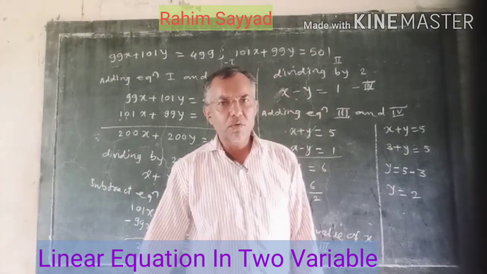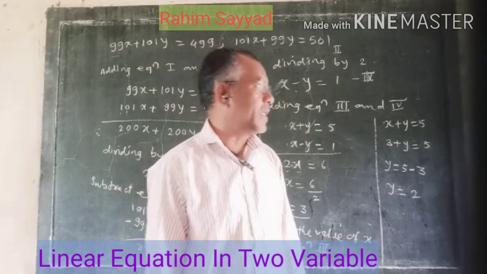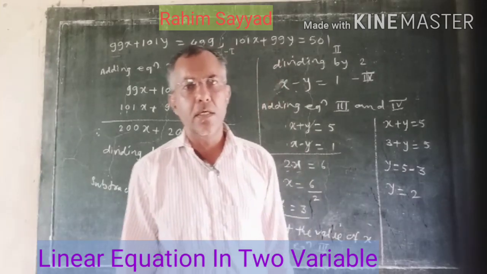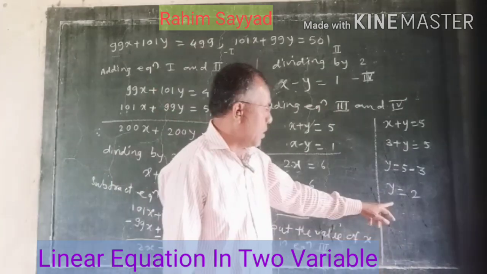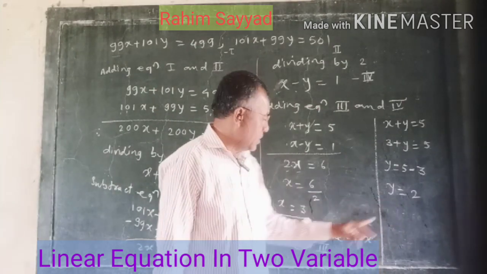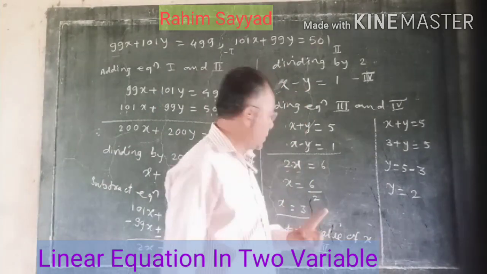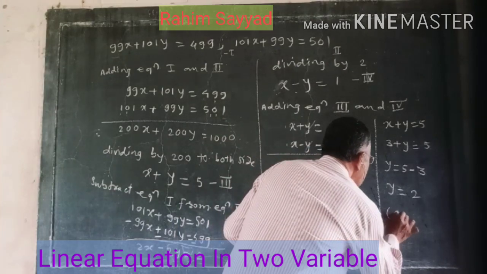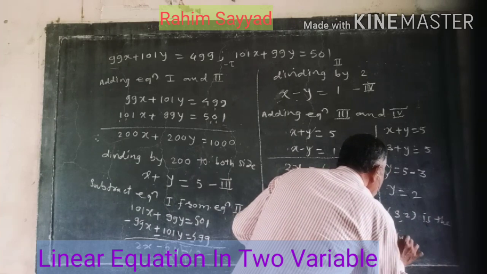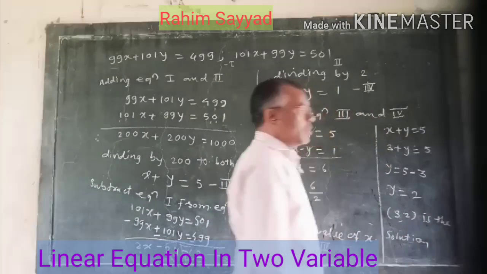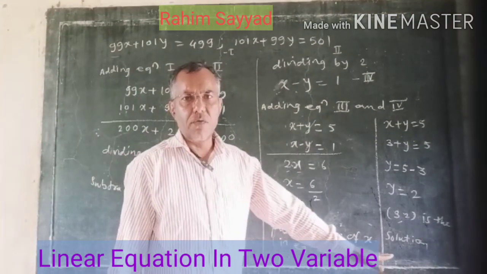These are the values of x and y, and you have to write the last answer. Without writing the last answer, you cannot get the last mark. There is a mark in the model answer for the last answer. Therefore, you have to write the last answer, that is 3, 2 is the solution of the given equations. In this way, you have to complete this equation.